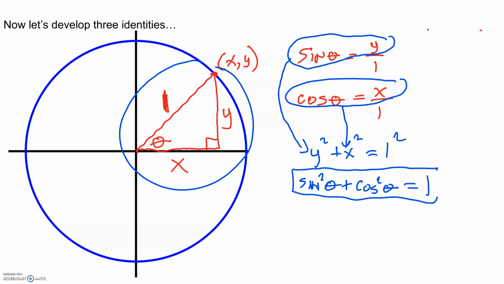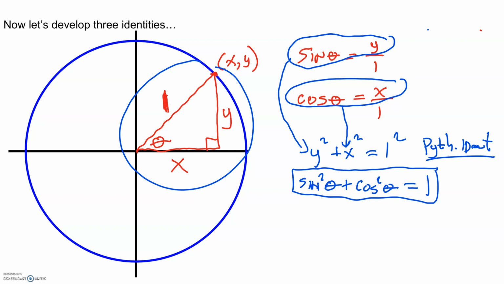This is the main identity. It's called a Pythagorean identity. Why do we call it Pythagorean identity? Because we use Pythagorean theorem, right? Now there's 2 other ones. So the first one, you want to write this one down. Sine squared plus cosine squared equals 1. We're going to derive 2 other ones just to get the answers, right?